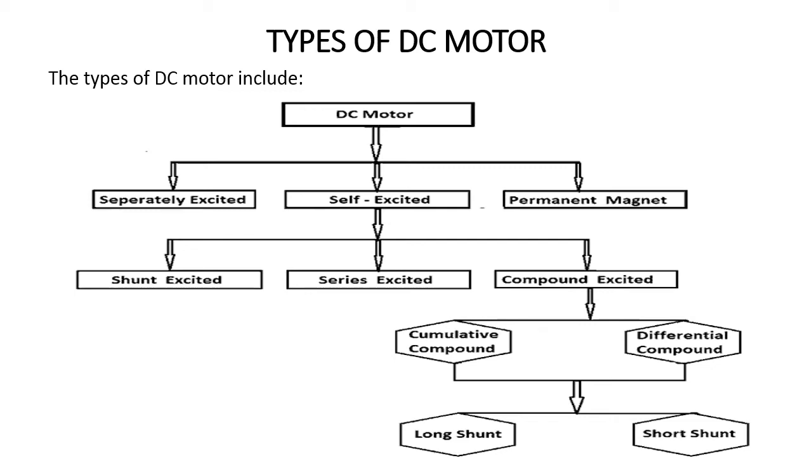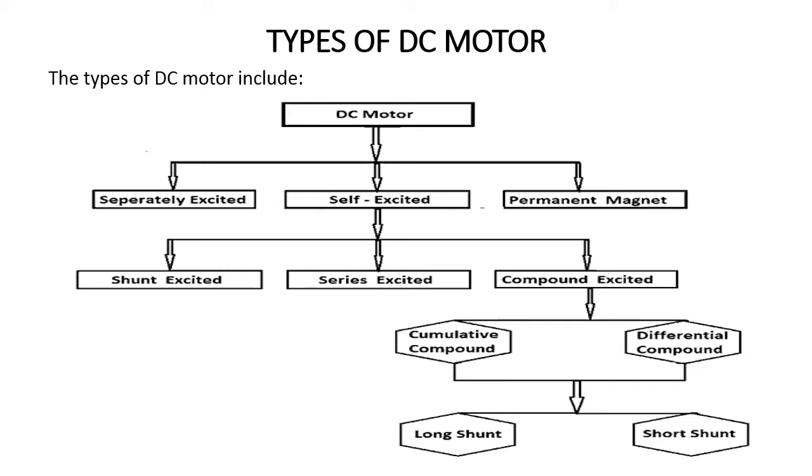In this video lecture, we will see types of DC motor and applications of various types of DC motor. You can see the diagram of classification of DC motor. DC motors are mainly classified into separately excited DC motor, self-excited DC motor, and permanent magnet DC motor. Self-excited DC motors are also classified into shunt excited or shunt wound DC motor, series excited or series wound DC motor, and compound wound DC motor or compound excited DC motor.